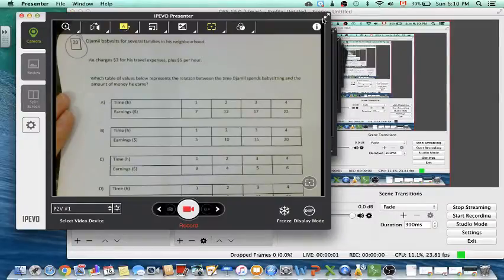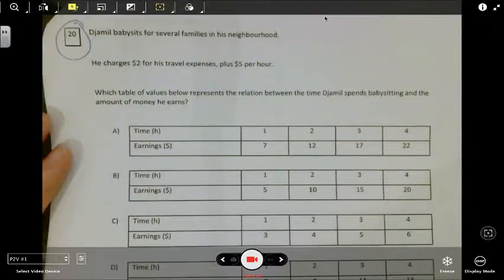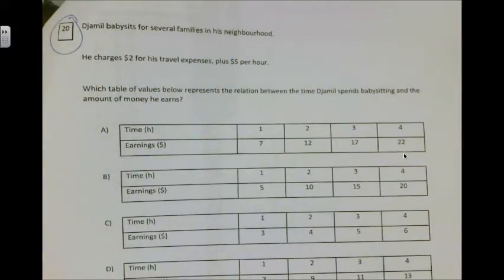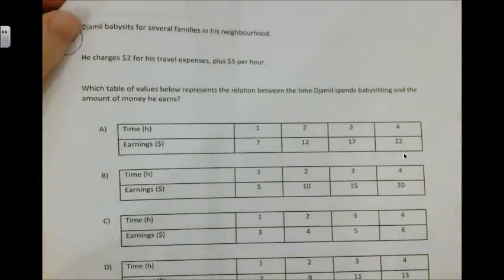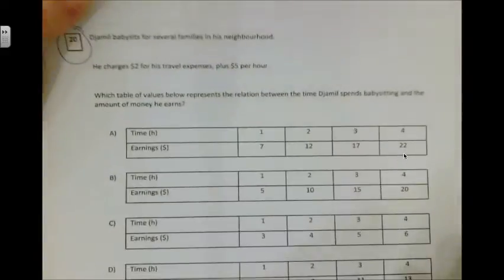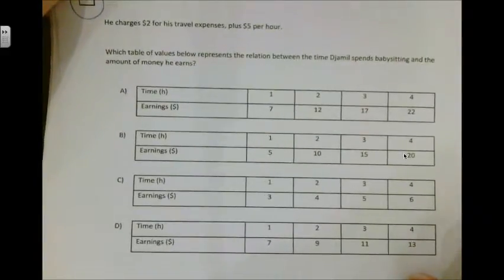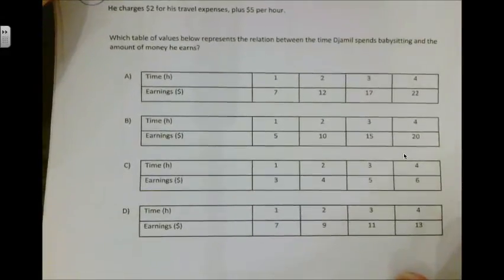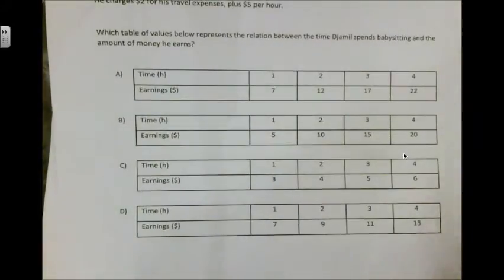This question's for grade 8. It's number 20 in your multiple choice review package. So it's saying Jamil babysits for several families in his neighborhood. He charges $2 for his travel expenses plus $5 per hour. So which table of values represents the relationship between the time Jamil spends babysitting and the amount of money he earns? So we already have our table set up.